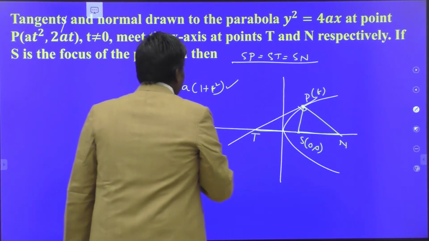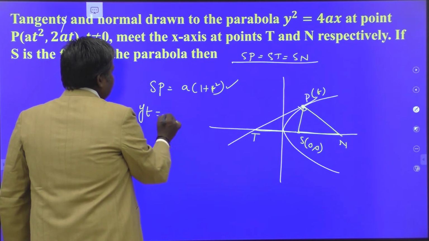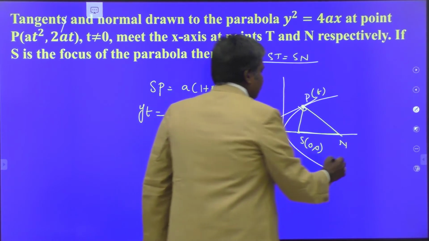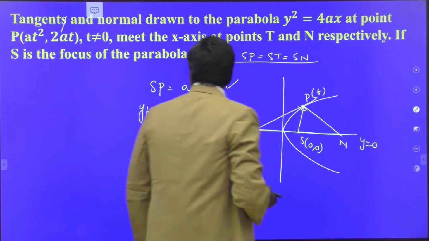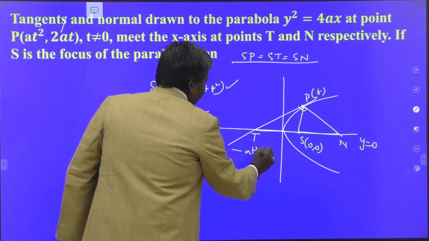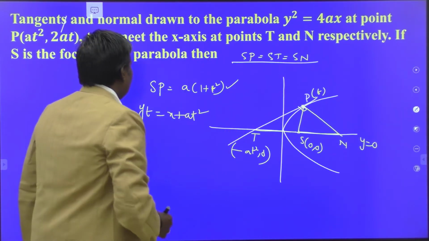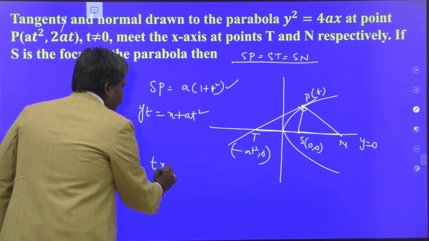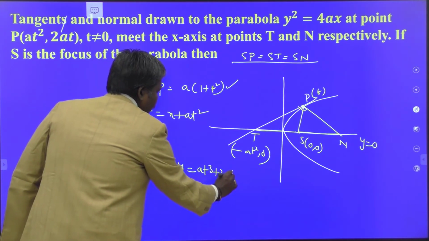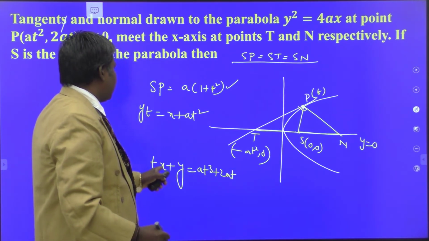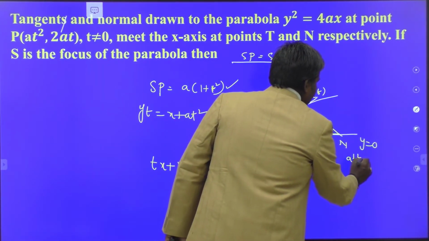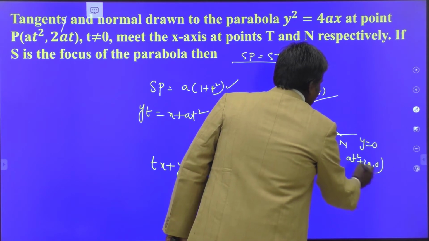Next, what is the equation of tangent at t? yt is equal to x plus at square. What is the equation of the x-axis? y equal to 0. Put y equal to 0 here itself, we get x is equal to minus at square. The coordinates of T are (minus at square, 0). What is the equation of normal at t? tx plus y is equal to at cube plus 2at. Again put y equal to 0 here itself, x is equal to at square plus 2a. So the coordinates of N are (at square plus 2a, 0).